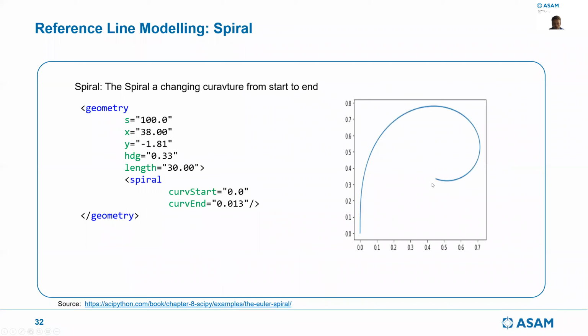The spiral, there we have a constant change of curvature. And that is what you, of course, define in your XML again. So you would start as here at 100, for example. Then you have your inertial coordinates again, the heading, how's the heading of the spiral, and then the length. And then you start with the curvature at the beginning of the spiral and what shall be the curvature at the end of the spiral. So that pretty much gives you that smooth transition from a straight line into a curve.